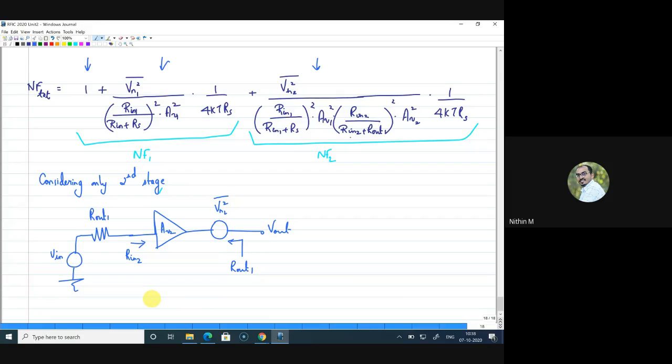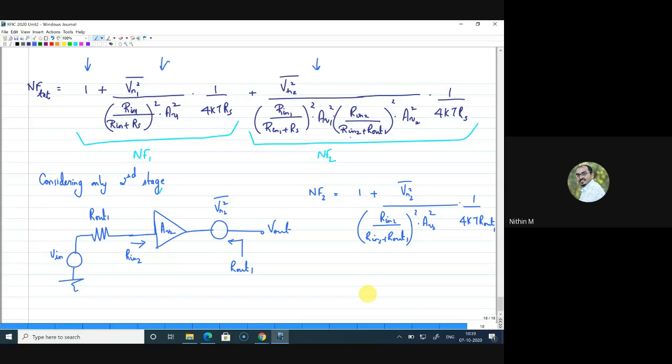Now I am writing the expression for noise figure of second stage. So how can I write NF2 in this case? NF2 can be written as 1 plus the noise component Vn2 square bar divided by what is the total gain? It is R in 2 divided by R in 2 plus R out 1, the whole square, multiplied by AV2 square, into 1 by 4 kT RS, that becomes 1 by 4 kT R out 1. So this is the noise figure of second stage alone, right.